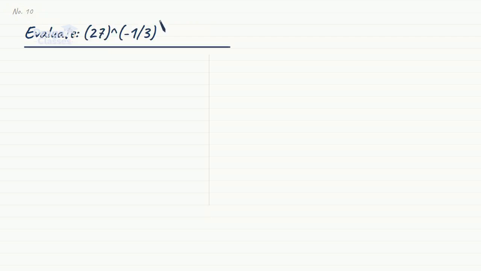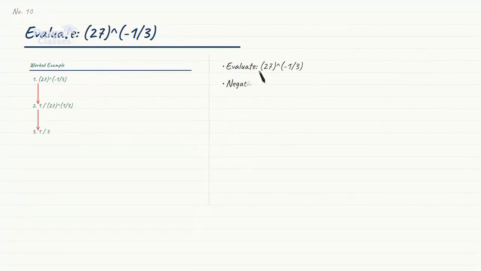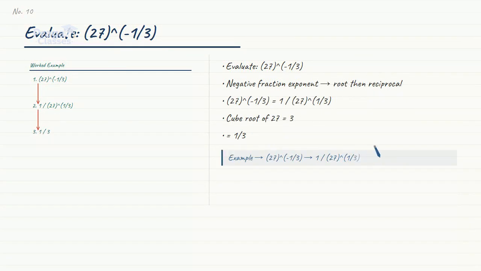Alright, we've handled negative exponents and we've handled fractional exponents. Now let's see what happens when they team up in the same problem. Take a look at this picture. We need to evaluate 27 to the negative 1/3. The negative sign tells us reciprocal, and the 1/3 tells us cube root. The order doesn't matter too much, but a clean way is to deal with the negative first by flipping it into the denominator, 1 over 27 to the 1/3.